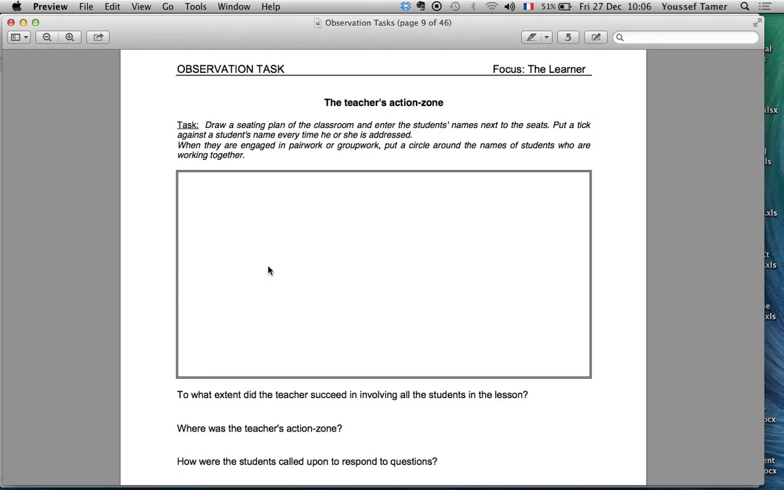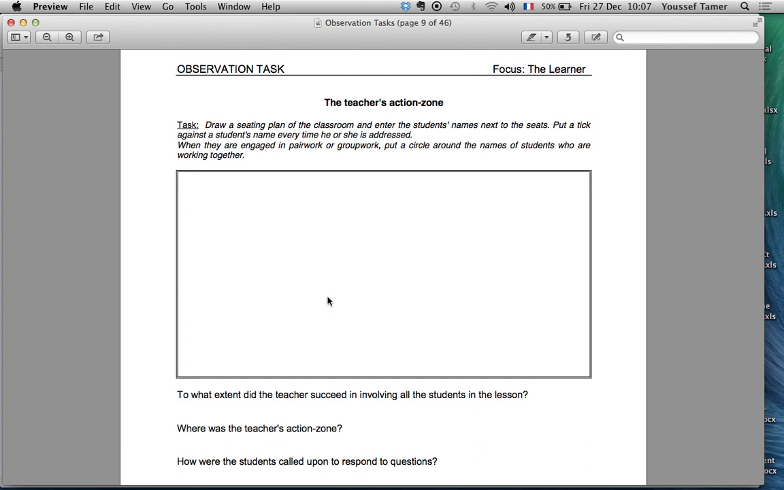So you draw a square, and then you draw a seating plan of the classroom and enter the students' names next to the seats. Put a tick against a student's name every time he or she is addressed. When they are engaged in pair work or group work, put a circle around the names of students who are working together. So you can focus on two levels there: when the teacher is speaking to the students, and when students are responding, answering questions, etc.